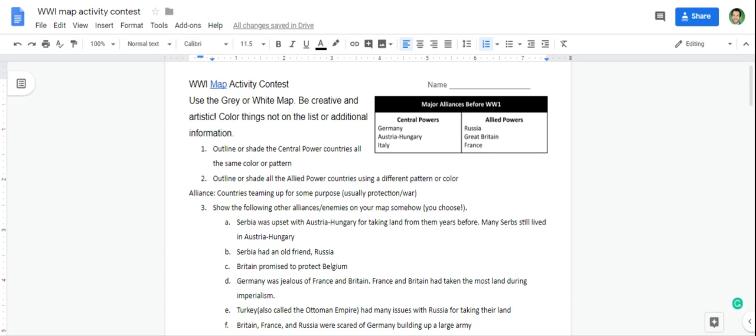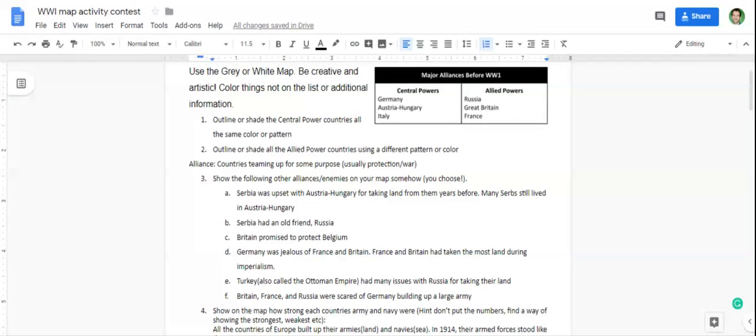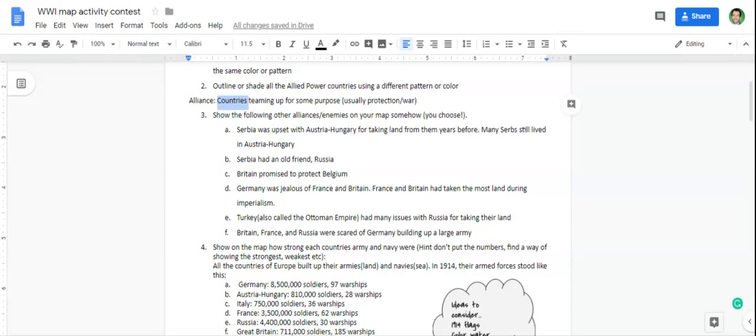Step two, remember, pause this if I'm going too fast. Outline or shade all the allied power countries using a different color or pattern. So these allied powers, if you had blue for central, maybe use red for allied powers. All right, and the definition of alliance is countries teaming up for some purpose, usually protection or war.